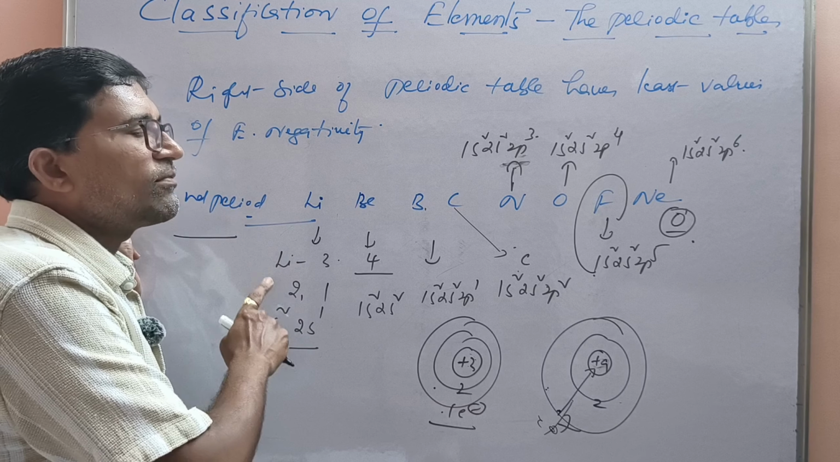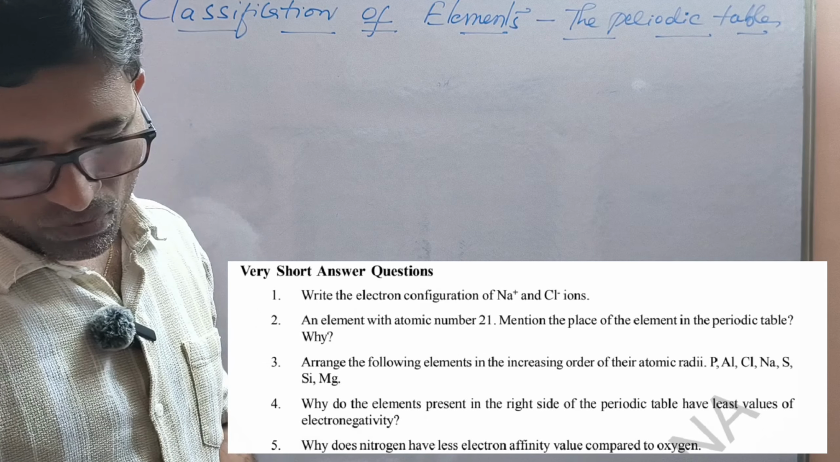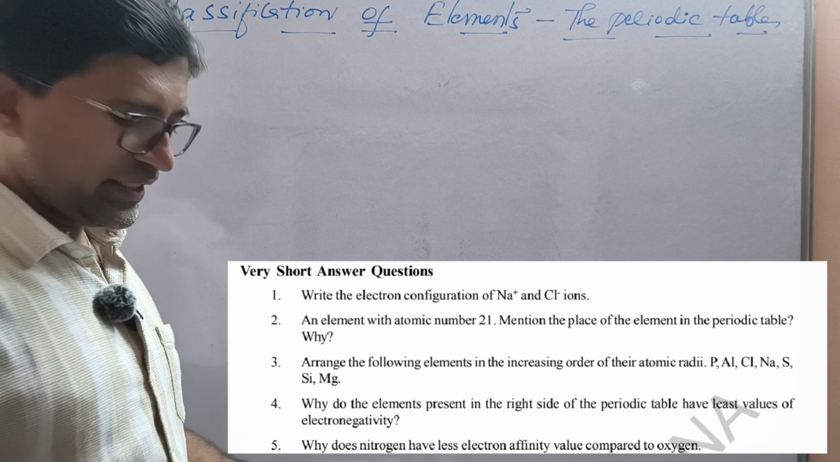Why does nitrogen have a lower electron affinity value compared to oxygen? This is a very, very important question. Why does nitrogen have a lower electron affinity value compared with oxygen? That is simple to understand: stable configuration.